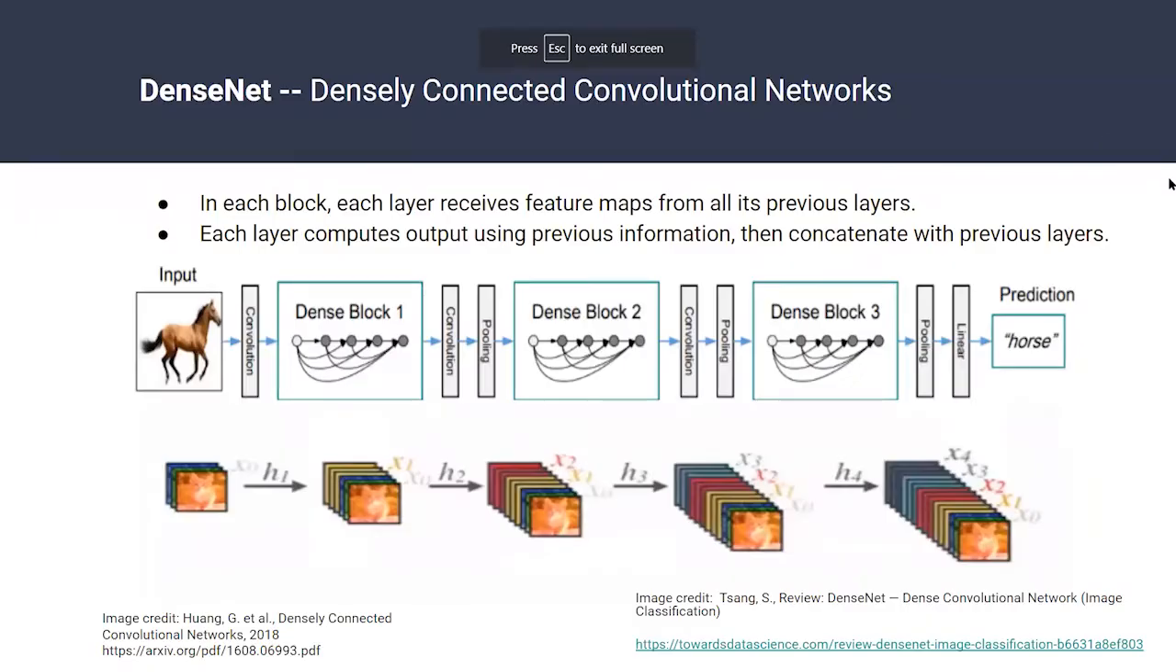Hello everyone, my name is Tianqi Tang. I'll talk about a DenseNet adaptation of our model. DenseNet, or densely connected convolutional networks, consists of a series of dense blocks with convolution and pooling layers in between. Each dense block consists of several layers. Each layer receives feature maps from all its previous layers. To do that, each layer first computes its own output from previous outputs, which is then concatenated with the previous outputs.